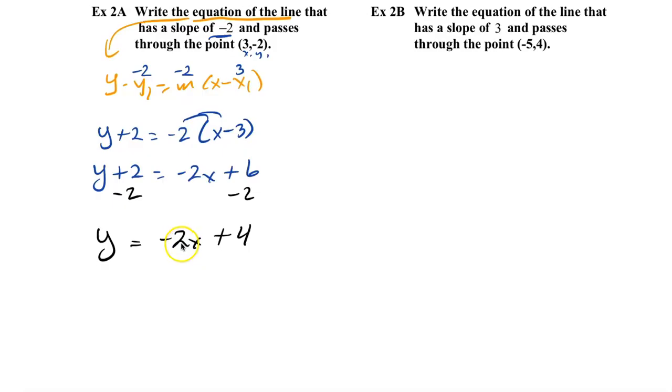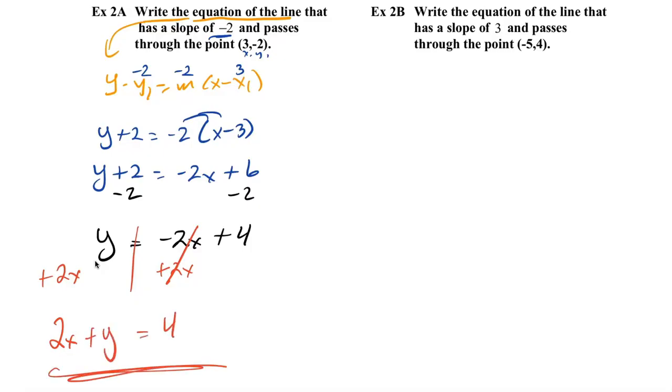How do I put it in standard form? I just have to move this guy over there. So we're just going to add 2x to both sides. Standard form is when the x's and the y's are on the same side, and you want the x to be positive. Now, right over here, they're going to cancel out. On this side, remember, you cannot combine them. They're separate. So it's going to be 2x plus y equals 4. And that's standard form.